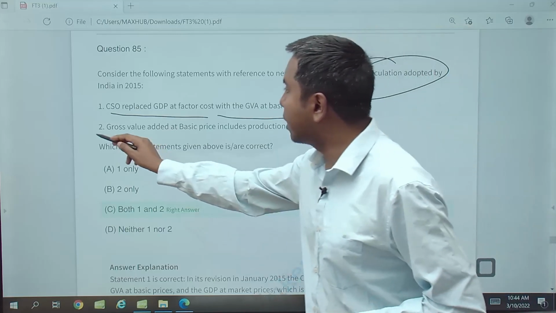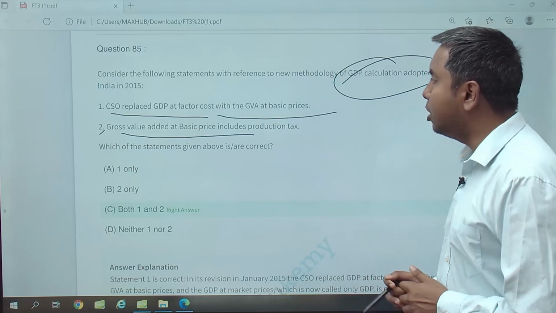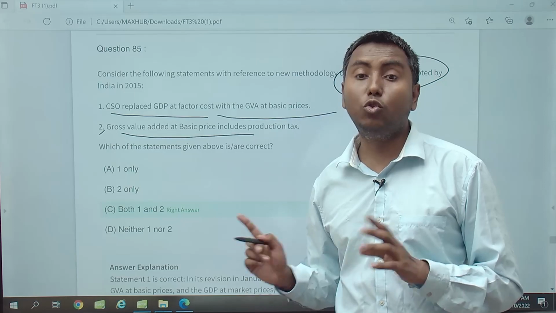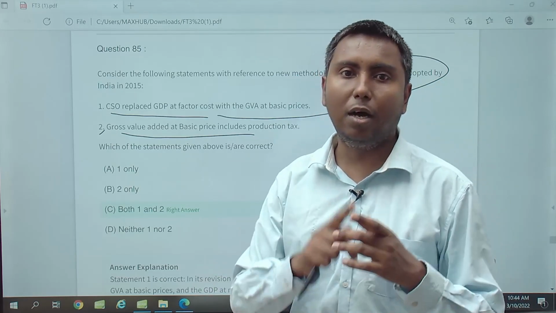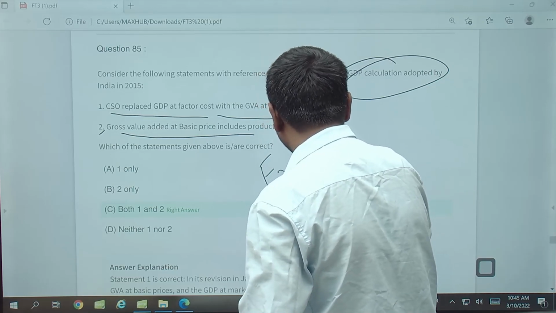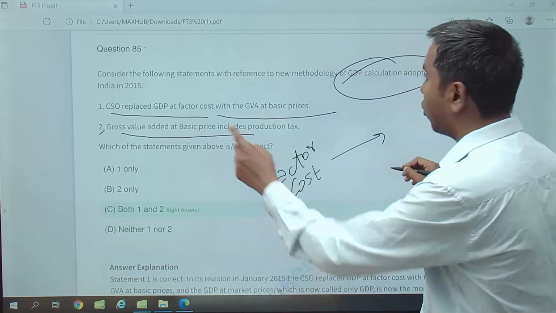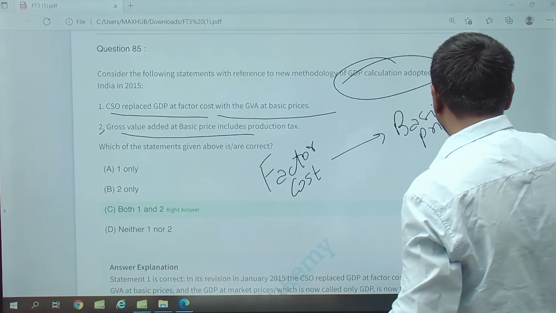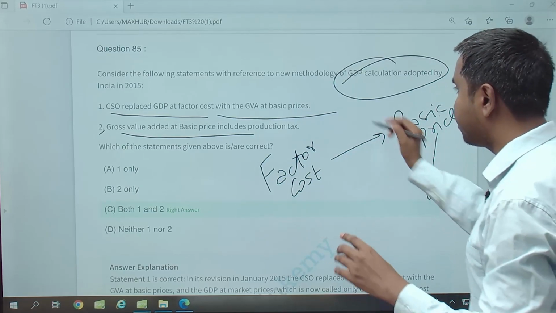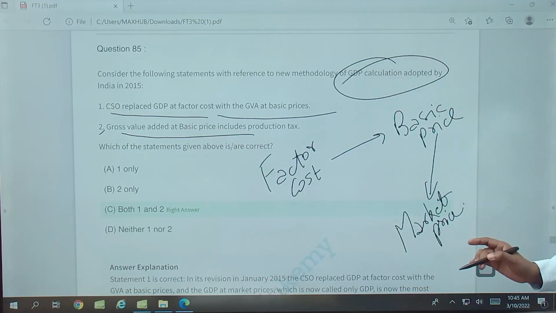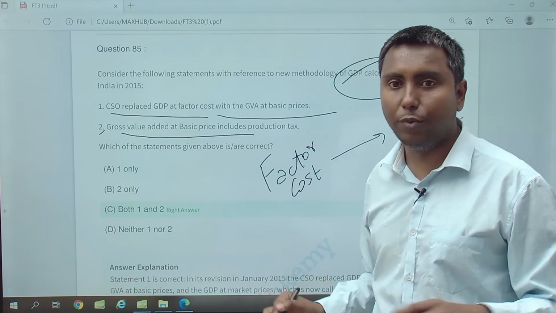This is right. Second, GVA at basic price includes production tax. Now this statement is also right, but to know this you have to know the difference between factor cost, then factor cost to basic price, and then from basic price to market price. You can answer statement number 2 only if you know the relation between these three terms. So be thorough with these terms.